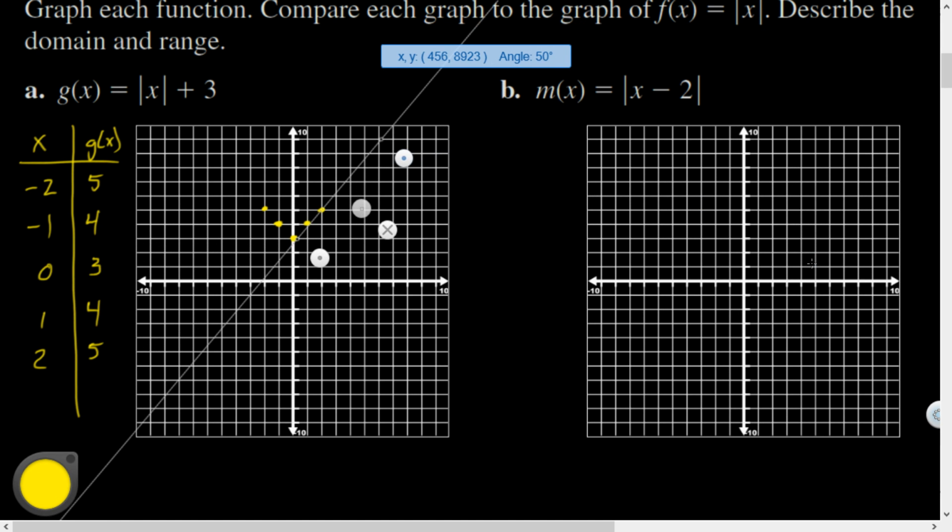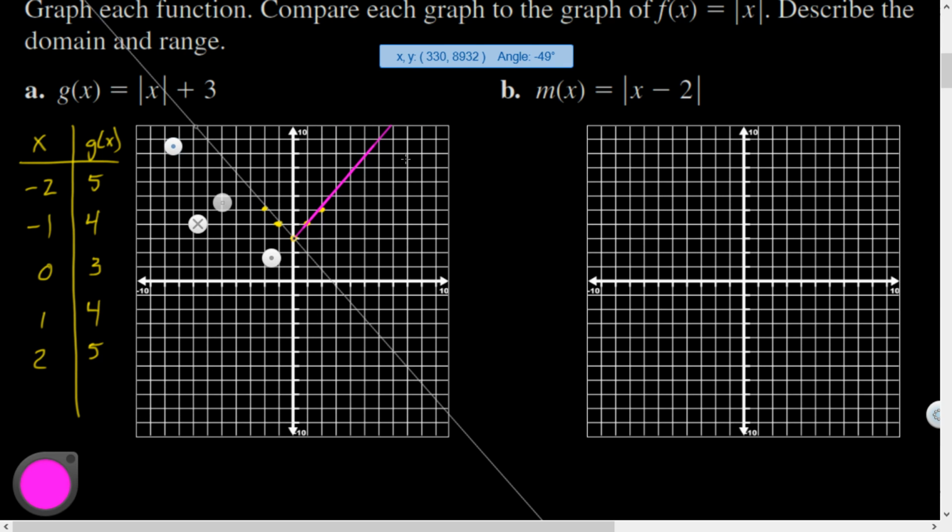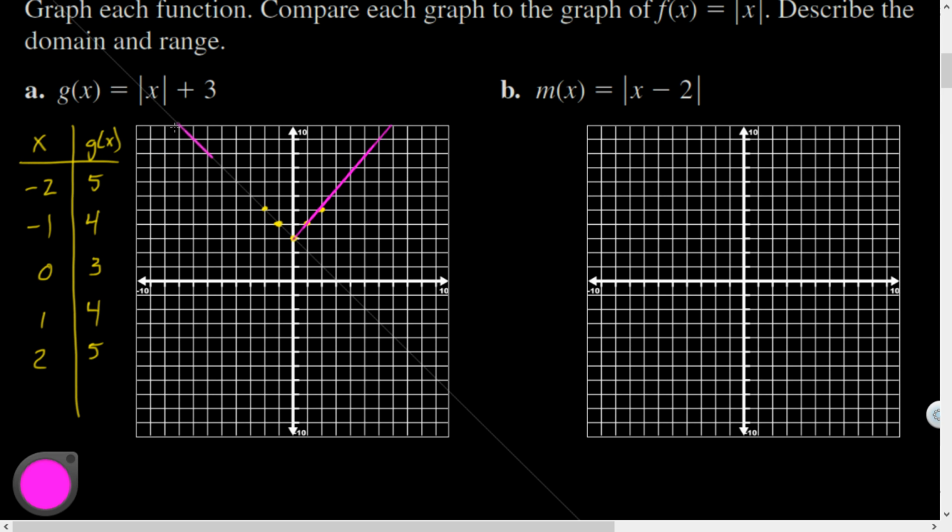So let's see. Let me plot some points. Draw my graph. So it looks like this is a V, which it is. There we go. So this is an absolute value graph like so. What do you know? And it goes forever this way and forever that way. Right? So there's my graph.